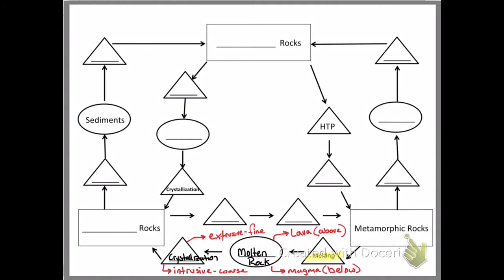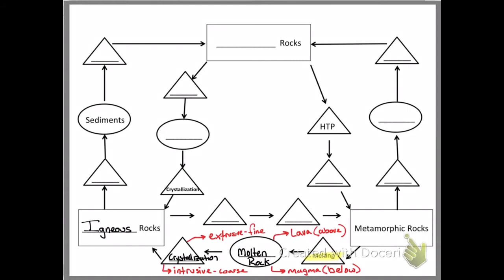The big difference is going to be the cooling rate to produce the different crystals and also where they are. Tying the vocab together, extrusive igneous rocks formed from lava, intrusive igneous rocks formed from magma. Well, now that we have our crystallization process complete, we have our igneous rocks. And these are rocks that form from molten rock that cools and solidifies through the process of crystallization.